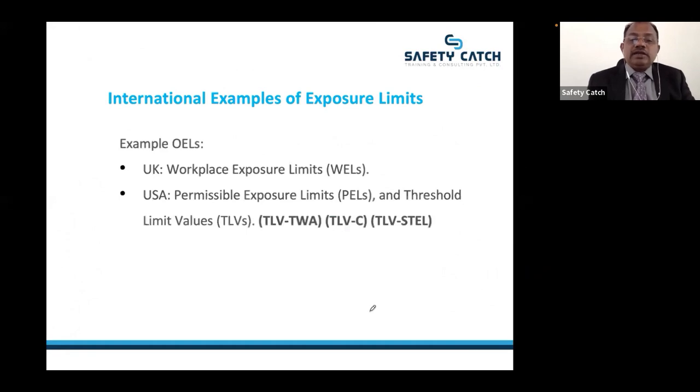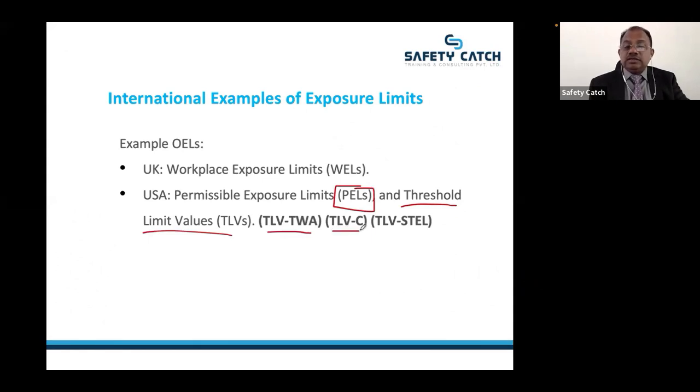So in the UK, it is the workplace exposure limit. In the USA, it is normally TLV, but they also say permissible exposure limits, and then they club it under threshold limit values. So there is a TLV-TWA, that is time weighted average, TLV-C, that is ceiling limit, and TLV-STEL.